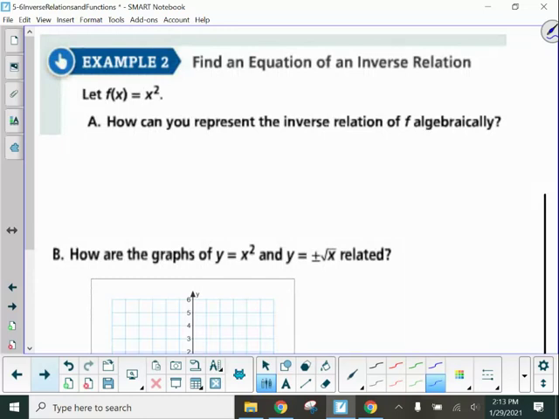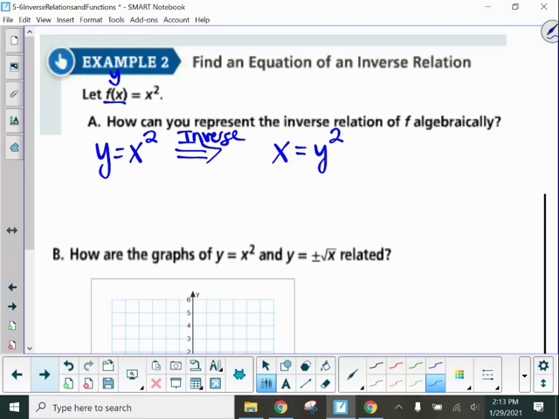So here is example 2, part A. How can you represent the inverse relation of f algebraically? So algebraically, we are going to rewrite this so that we can find the inverse. Anytime you have an f of x, you are going to have to change that to a y. And so then when we do our inverse, we swap the x and the y. So this becomes x equals y squared instead of y equals x squared.